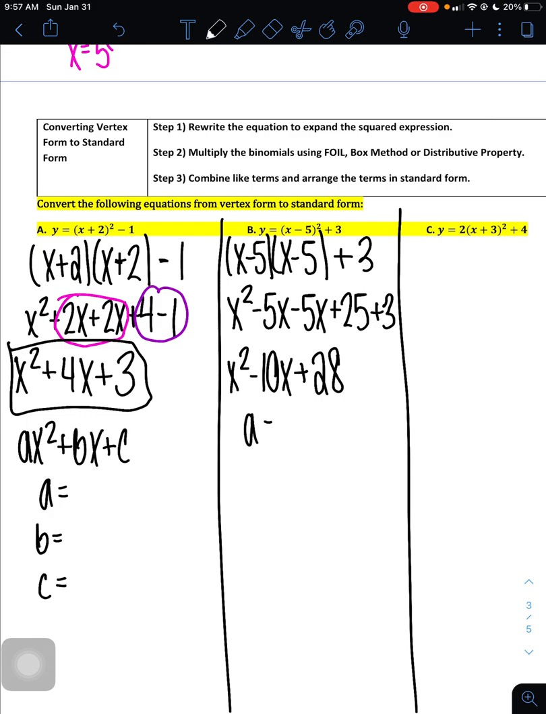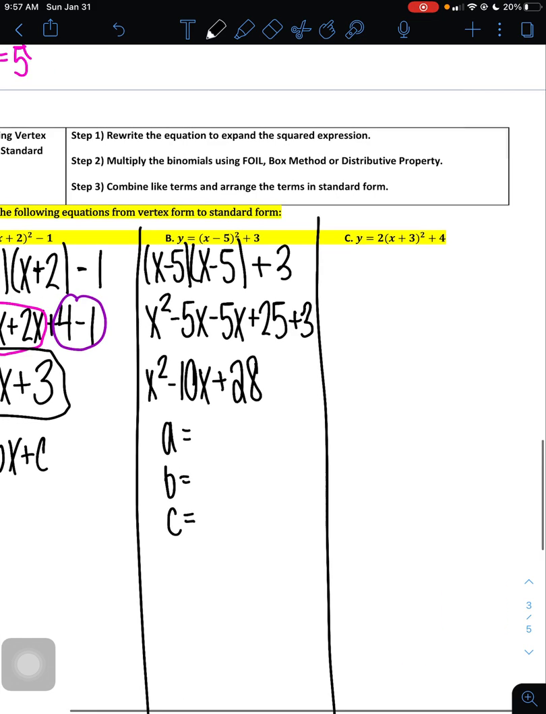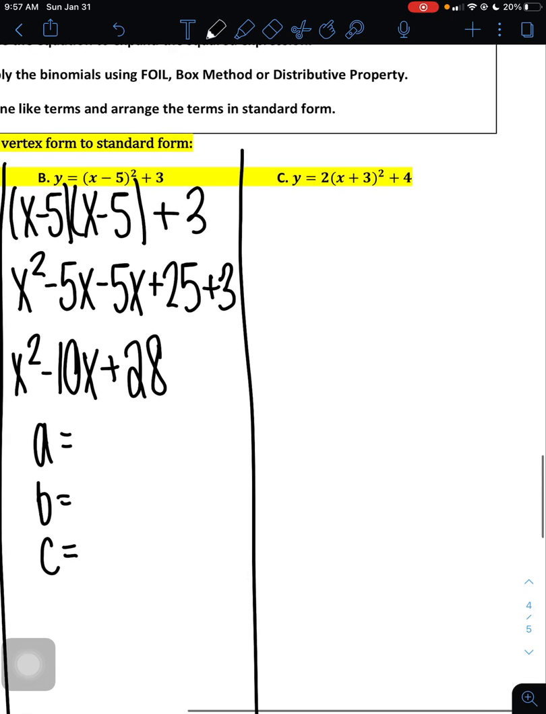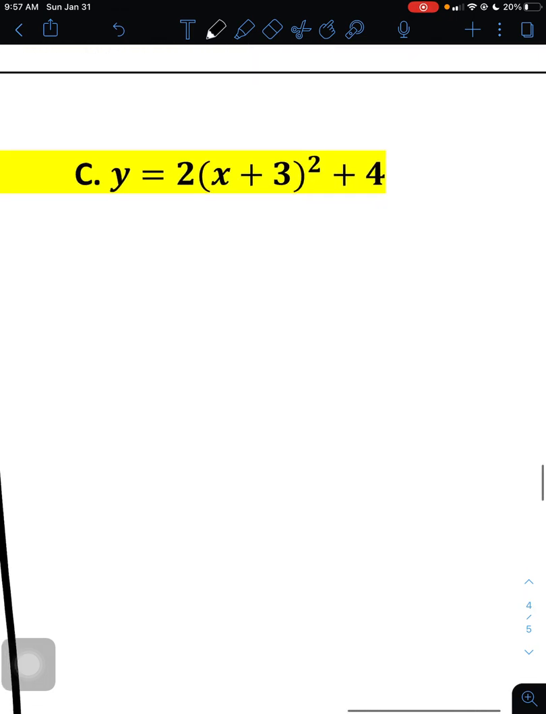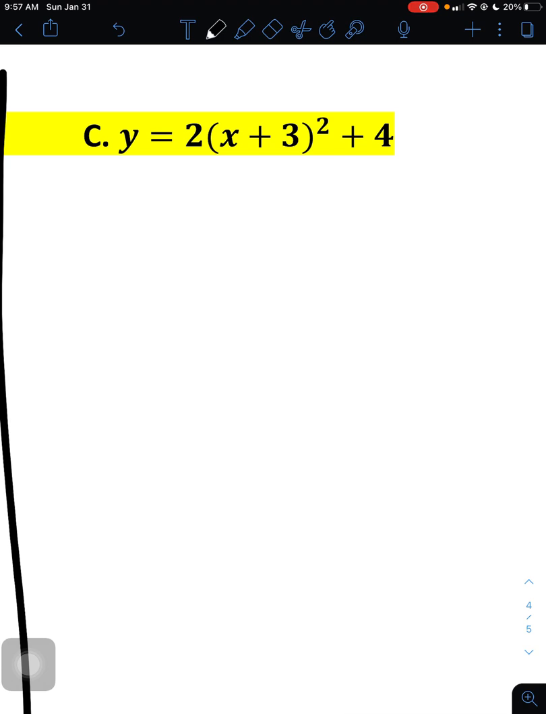So I'm going to go ahead and let you guys label out the A, B, and C here. Please be cautious of your signs. All right, this is our last one, you guys, last one. Let's take a look at C. So we already know the steps. That's what I like about math. Numbers can change, my process stays the same.